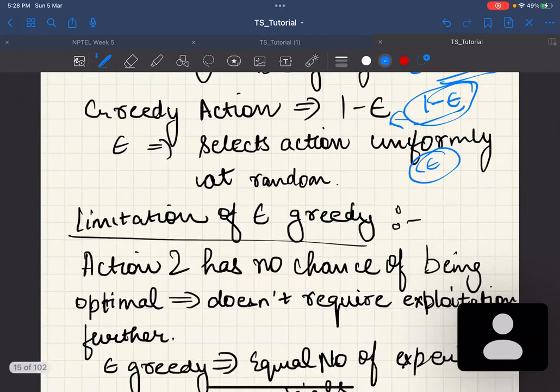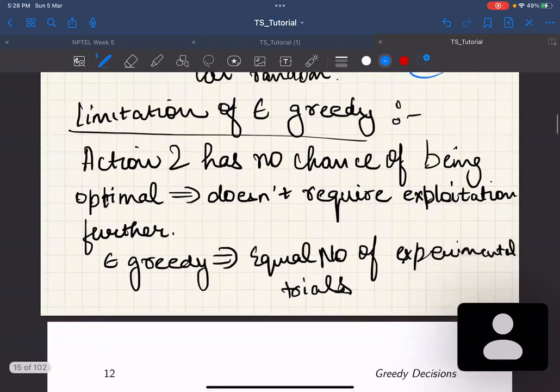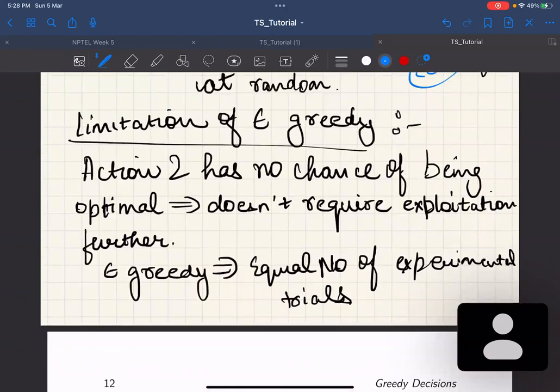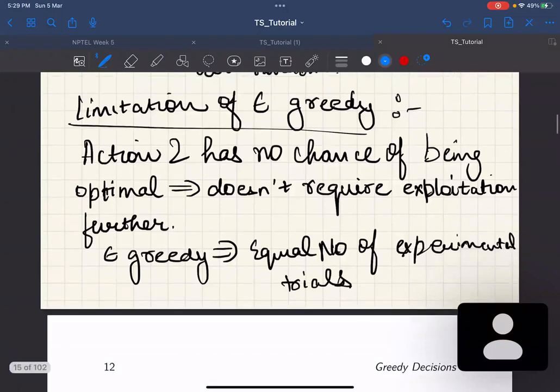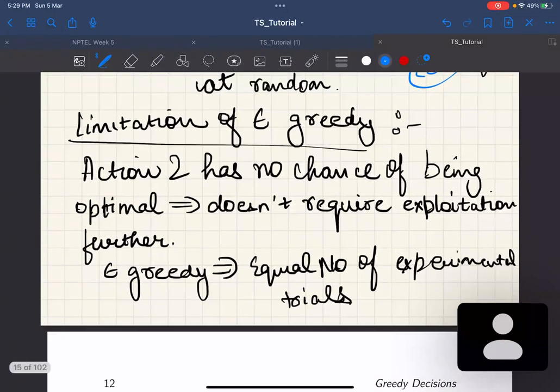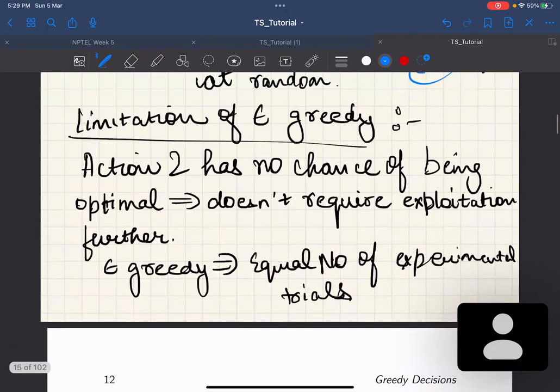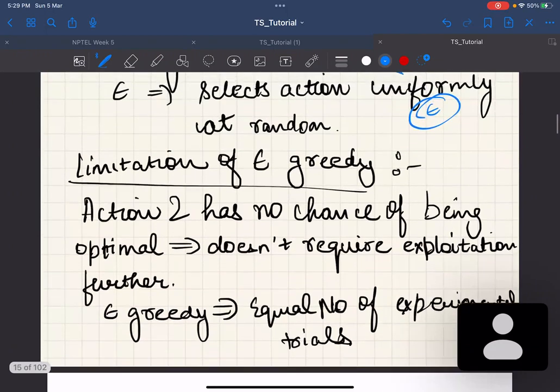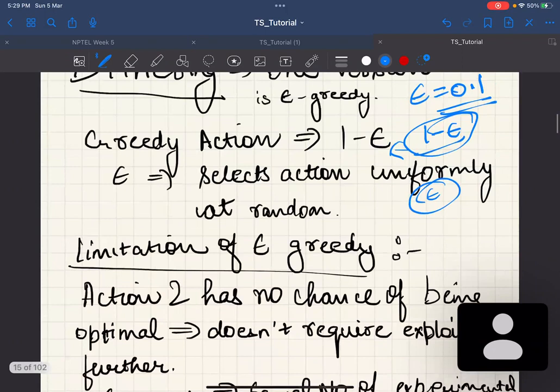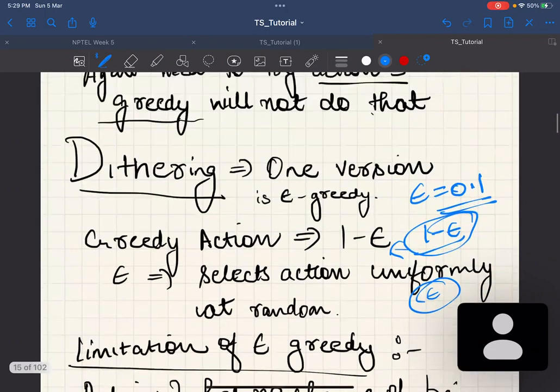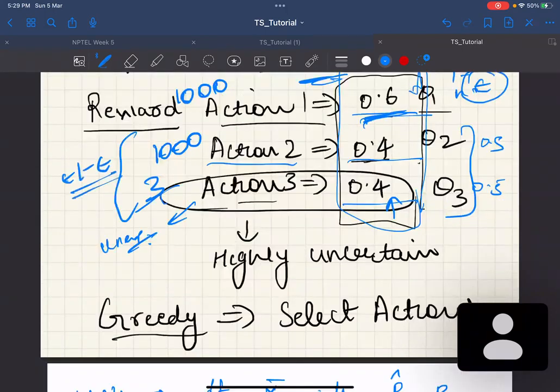Now, in my last classes, I have also done this with the coding. Maybe I can show you, but you can also see it in the YouTube video of my last lectures. So what is the limitation of epsilon greedy? With 1 minus epsilon probability we'll go with action 1, and with epsilon probability we'll go with action 2 or action 3. Am I correct?